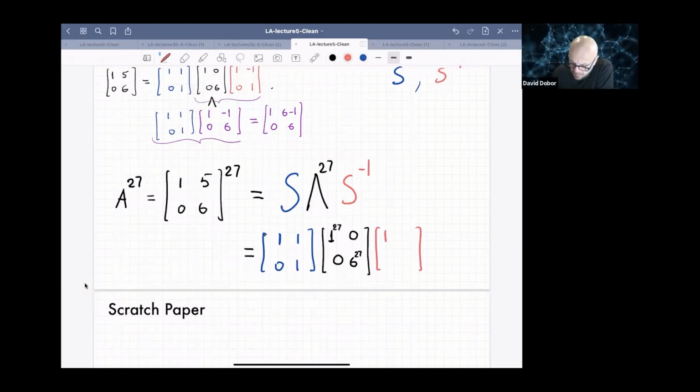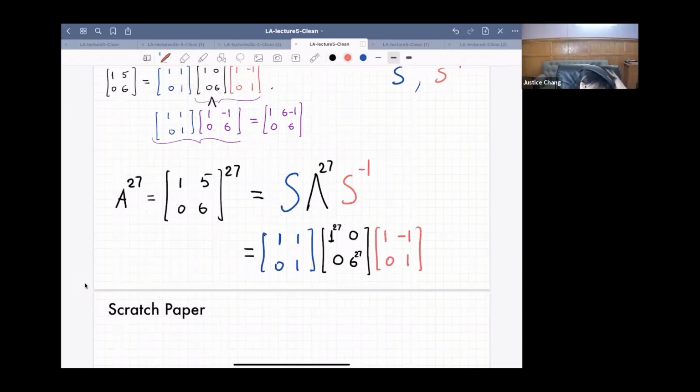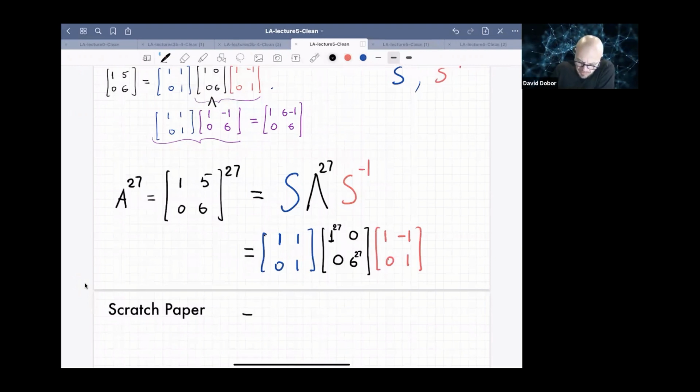Now let me write down quick. 1, -1, 0, 0, 1. Agreed? Okay, so let's compute the result then. So I have 1, 1, 0, 1.